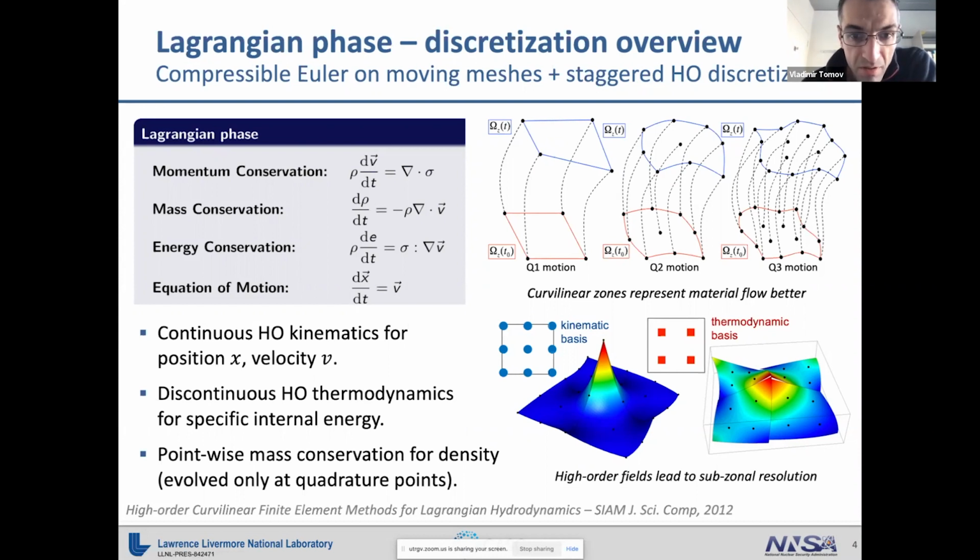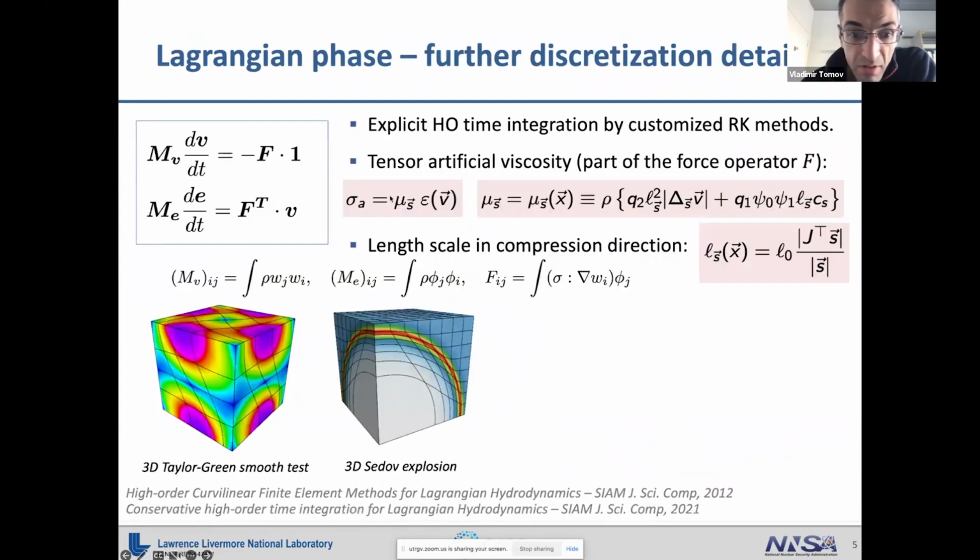So yes, this is the discretization. Then some further details: standard finite element, weak forms, we get mass matrices. F here is the force matrix that includes the stress and the artificial viscosity. And at the end, the semi-discrete form is this here. These matrices, everything is evolved explicitly in time.